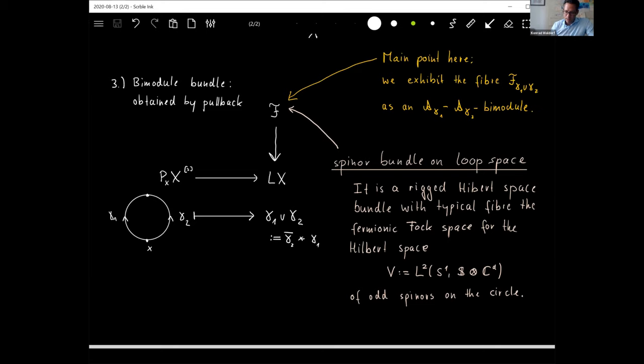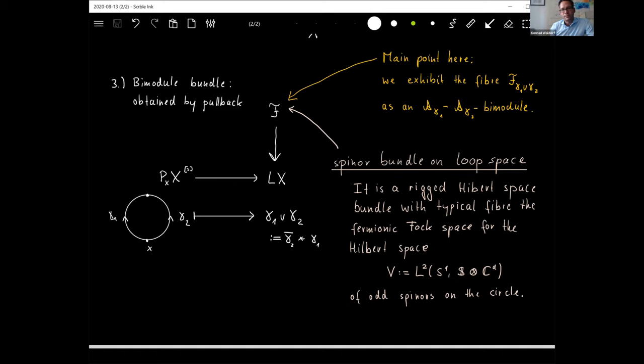And it's again in this rigged setting. It's a rigged Hilbert space bundle. So it's in fact a Fréchet bundle that fiberwise can be completed to a Hilbert space bundle. And the typical fiber is just this fermionic Fock space that one gets from spinors on the circle. Okay.